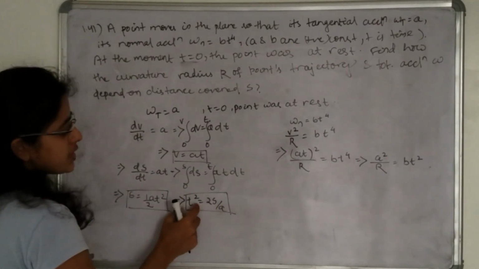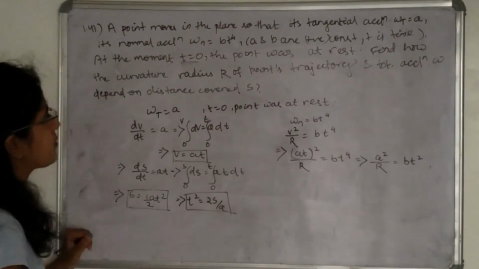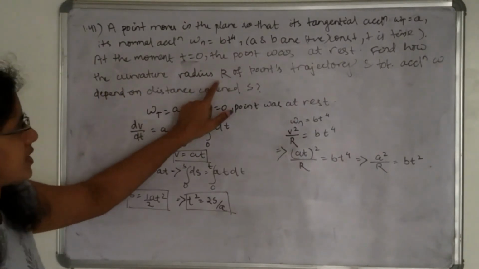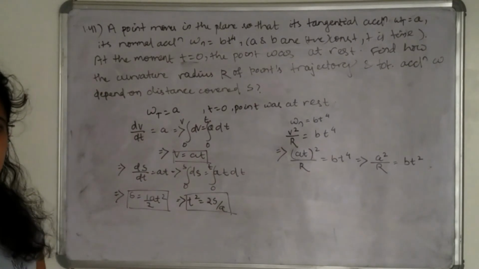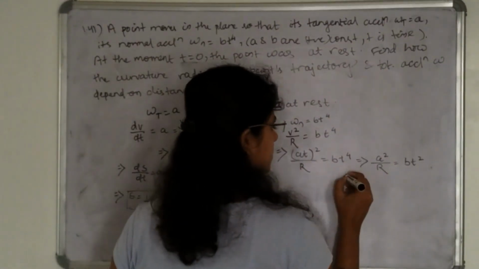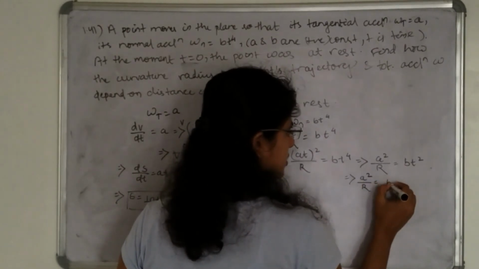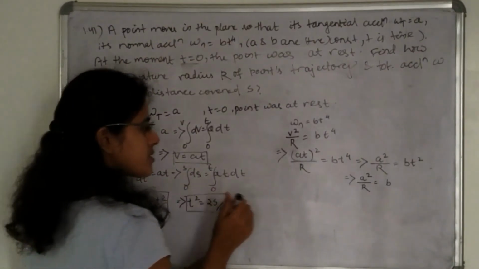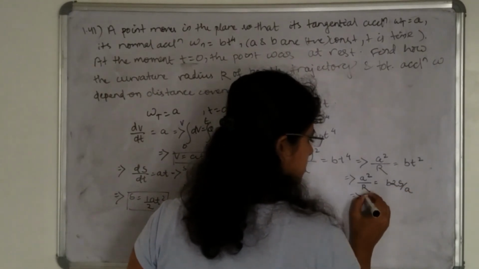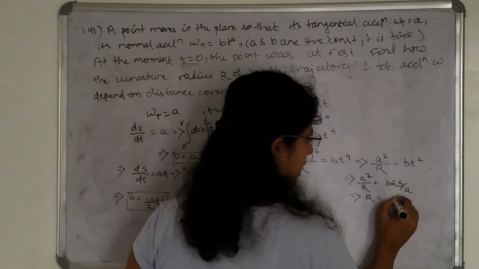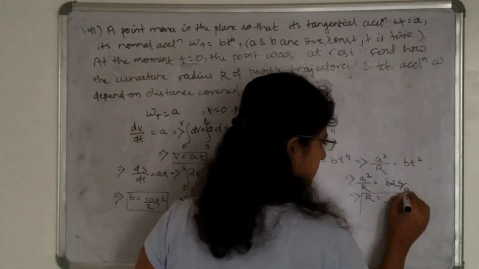We have to put this t square value in this place because we have to find how the curvature radius r of the point's trajectory depends on distance covered s. So this will be a square divided by r is equal to b into 2s divided by a. So r will be how much? A cube divided by 2bs.